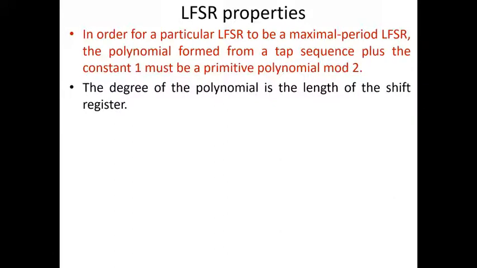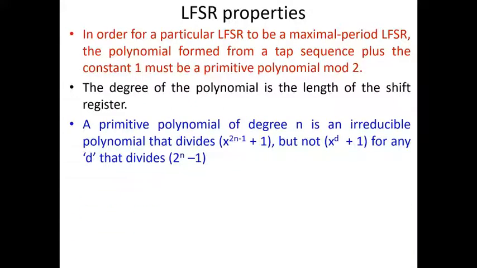What is the meaning of this? The degree of the polynomial is the length of the shift register. The primitive polynomial of degree n should be an irreducible polynomial which divides x to the power of 2^n minus 1, plus 1, but it should not divide x^d plus 1 for any d that divides 2^n minus 1.